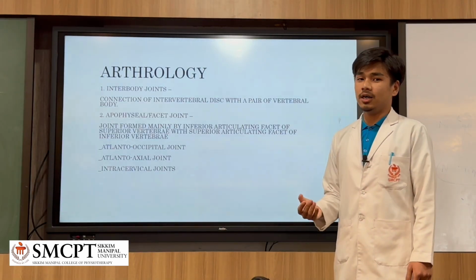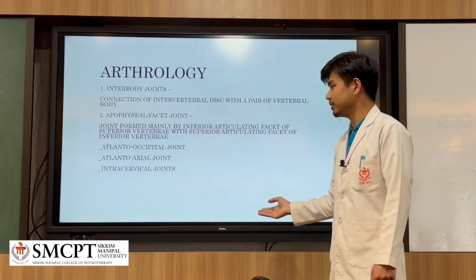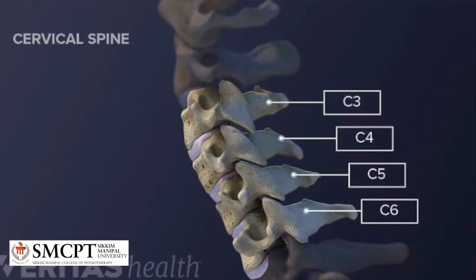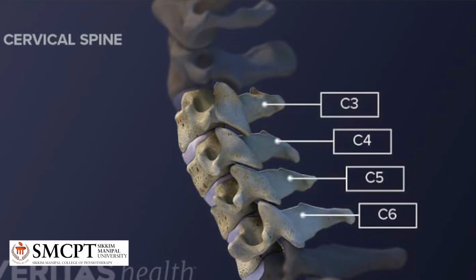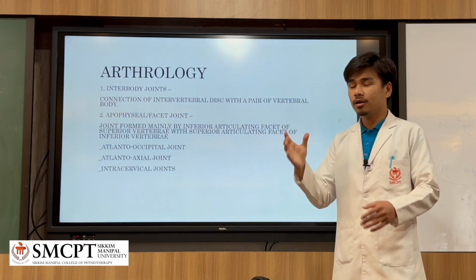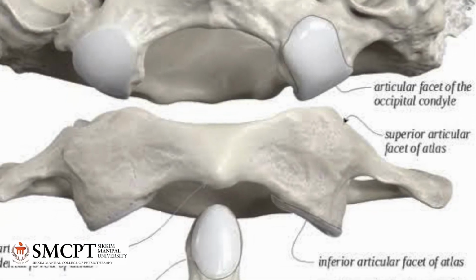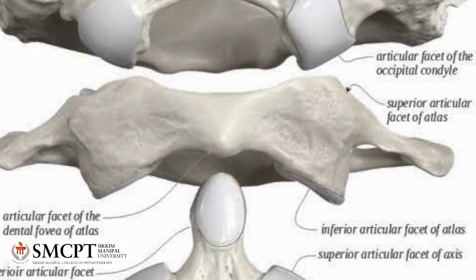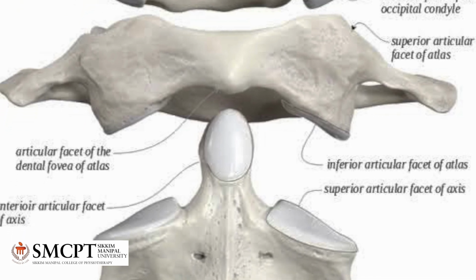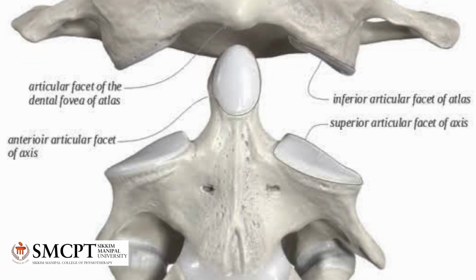The other joints are the atlanto-occipital joint, atlantoaxial joint and intercervical joint. The intercervical joints are mainly formed by these 2 joints only, the 2 apophyseal joints on either side and 1 interbody joint. The atlanto-occipital joint, as the name suggests, is formed by the occipital condyles of the skull and the superior facet of the atlas. And the atlantoaxial joint, as the name suggests, is a joint formed between the atlas and the axis.